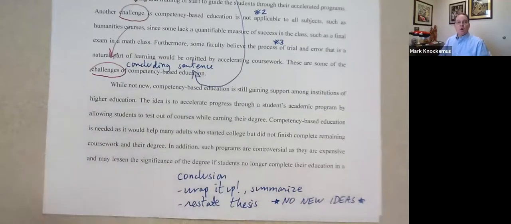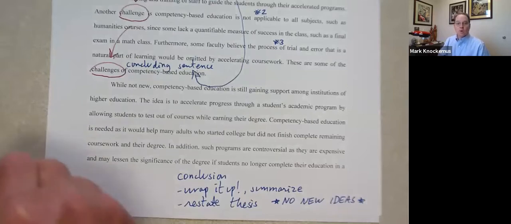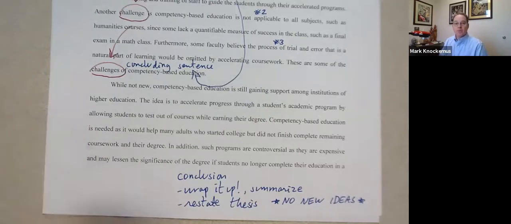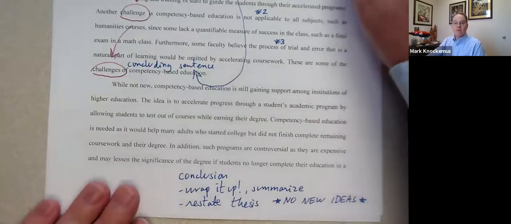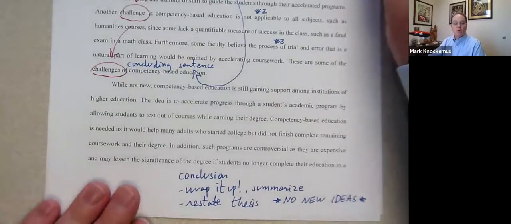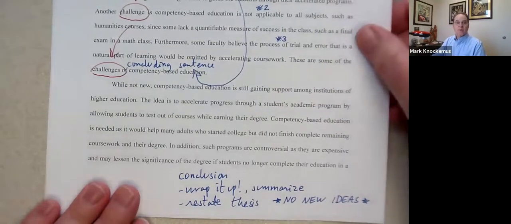Here we go. While not new, competency-based education is still gaining support among institutions of higher learning. The idea is to accelerate progress through a student's academic program by allowing students to test out of courses while earning their degree. Competency-based education is needed as it would help many adults who started college but did not finish complete remaining coursework and their degree.